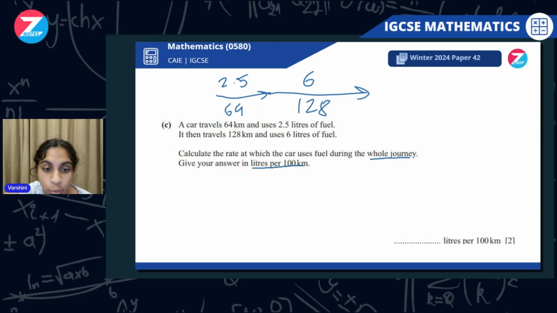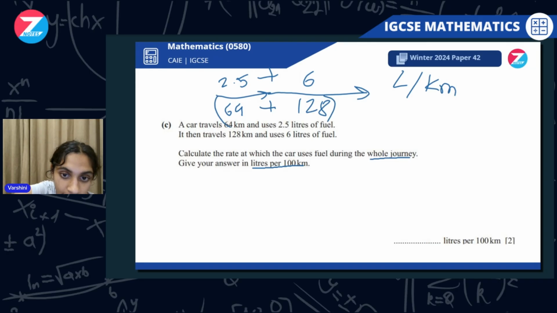To calculate the rate, we don't want distance by liters, but liters by distance, because that's the units over here. It's liters per 100 kilometers, which is liters per distance. And we also know here that it's not just the liters divided by the distance, but it's going to be liters divided per 100 km of the distance. So if we just divided 2.5 plus 6 divided by 64 plus 128, we just get liters per kilometer. But we want liters per each 100 kilometers. So we're going to divide the denominator by 100.